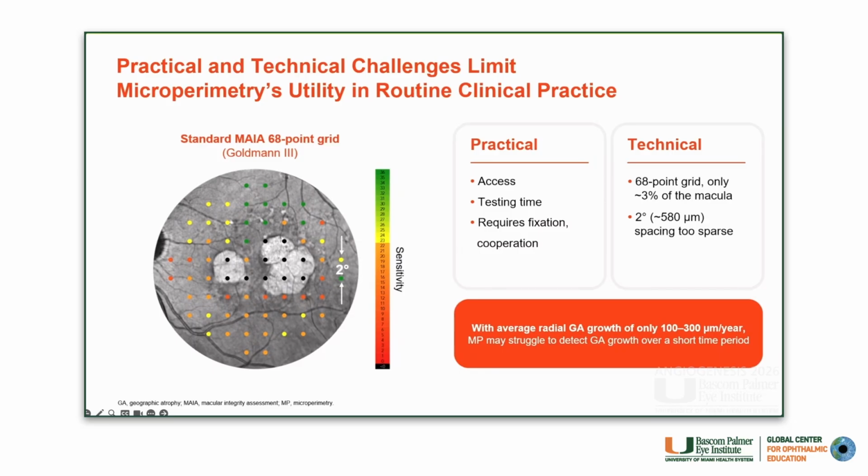Importantly, even testing with an extensive and time-consuming 68-point grid represents in reality a sparse pattern, as it can miss functional changes in between measurement points. Considering the typical rate of GA progression, with growth of about 100 to 300 microns per year, it becomes evident that it would take approximately 2 years for GA to spread from one test point to the next neighboring test point.